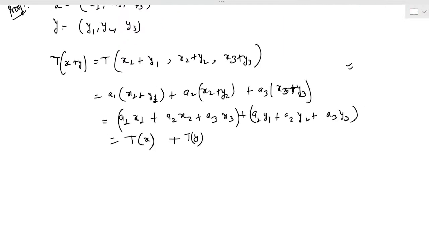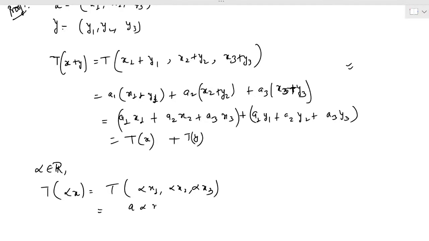Now let us take any alpha belonging to R, the scalar quantity, and try to find t of alpha x. It would be simply t of alpha x1, alpha x2, alpha x3, and eventually you can write this as a1 times alpha x1 plus a2 times alpha x2 plus a3 times alpha x3. If you take alpha common out, you get a1 x1 plus a2 x2 plus a3 x3, and therefore you can say that this is equal to alpha times tx.